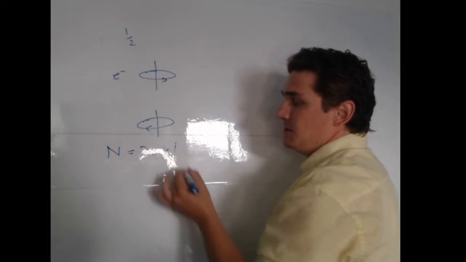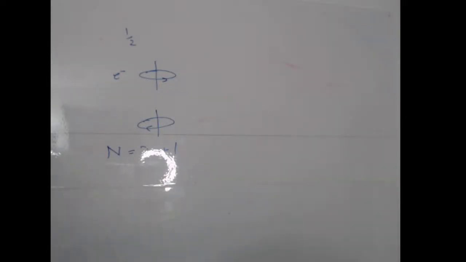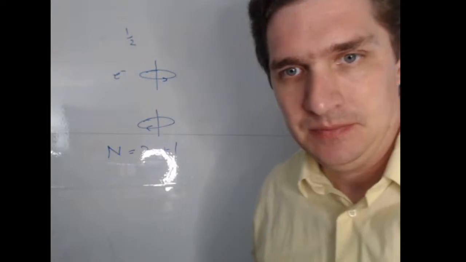Times the number of stable states of a, I'm sorry, kind of catching the window back there. If you take twice the spin number, oh, that didn't help either.